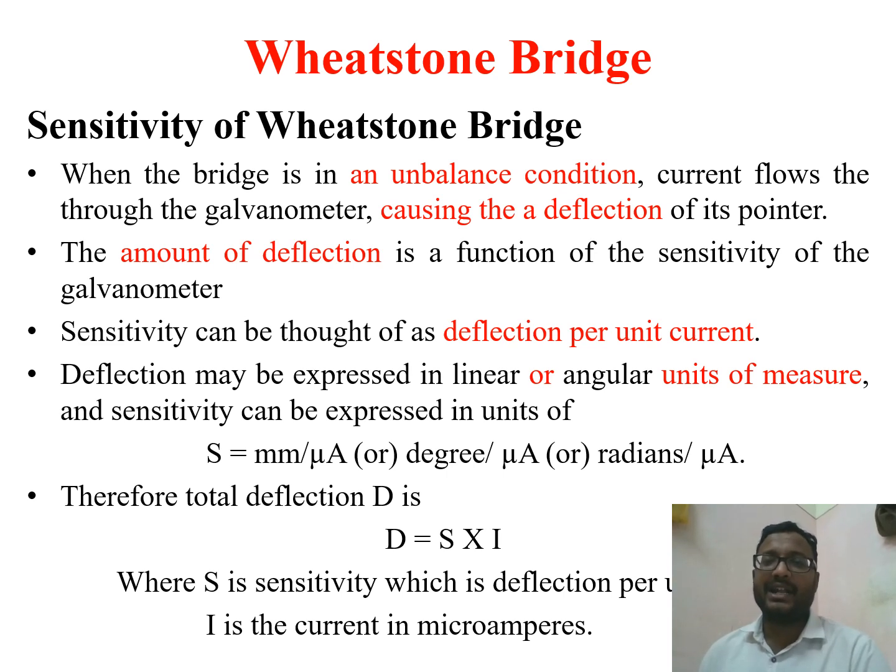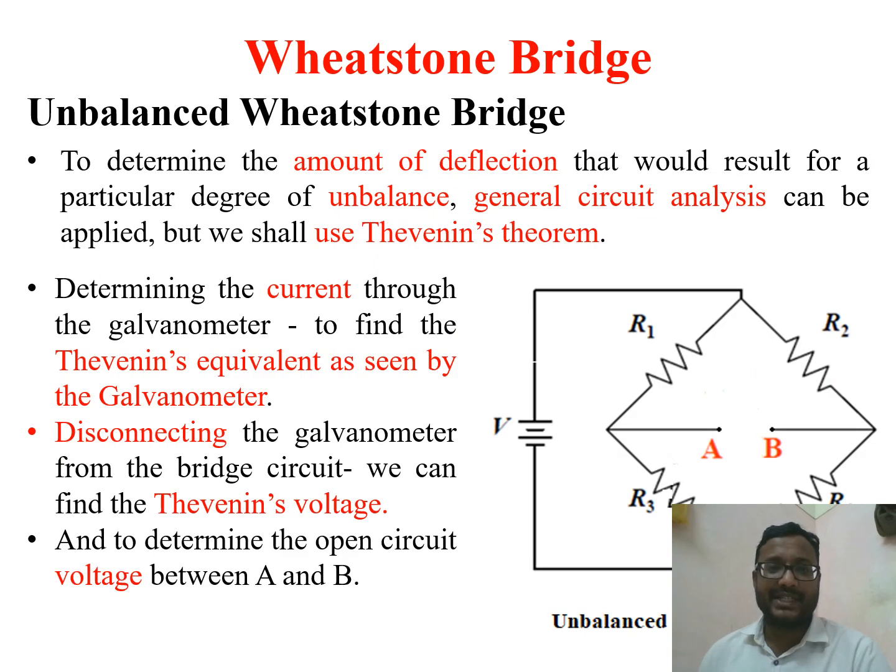So now we can see the unbalanced Wheatstone bridge. The previous one was the balanced Wheatstone bridge. Now, the unbalanced Wheatstone bridge. Comparing the balanced and unbalanced Wheatstone bridge: in the previous balanced one, here there is a galvanometer, but the galvanometer current is 0, whereas here the galvanometer current passes through. So this value of current we have to calculate.